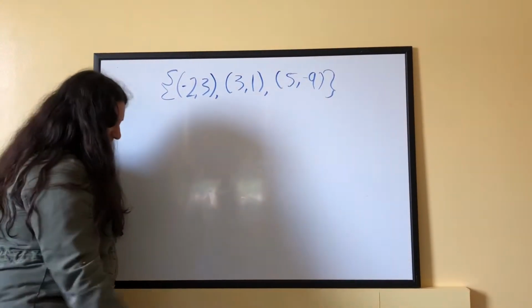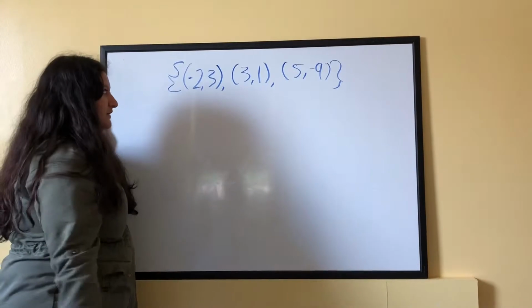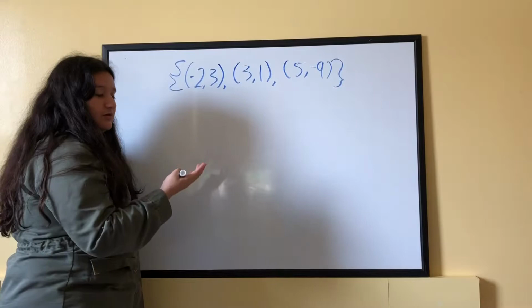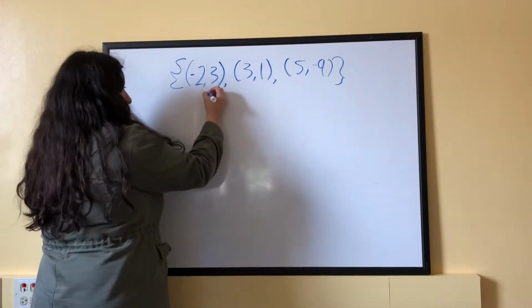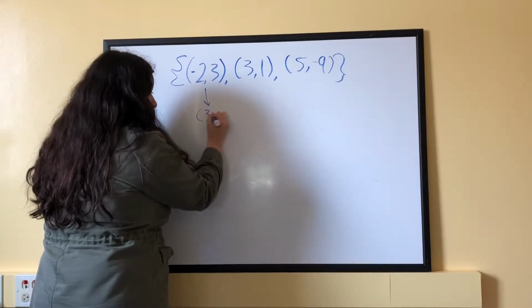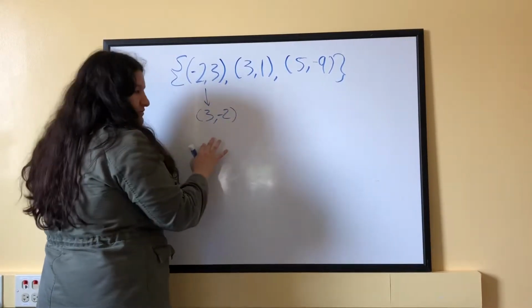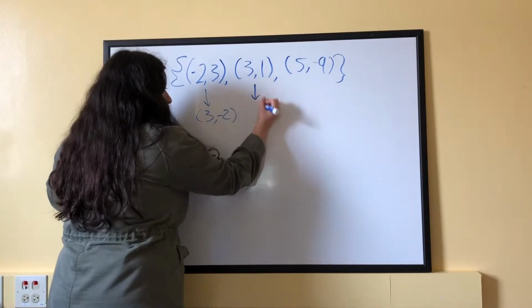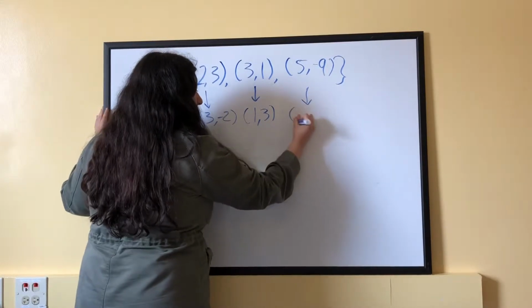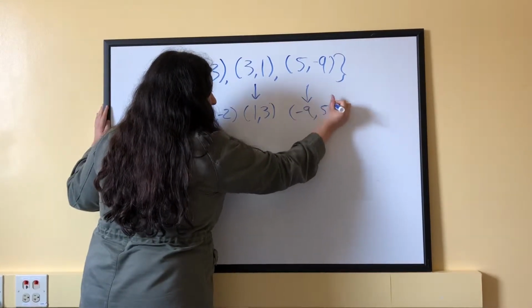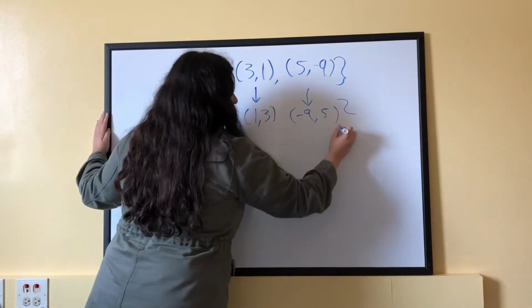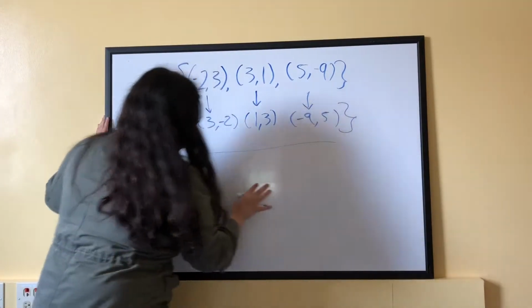Hi guys, so we're going to find the inverse of this relation. As we previously said, we have to basically reverse the order of these pairs. So this one here is going to be, instead of negative 2, 3, it's going to be 3, negative 2. All you're doing is reversing the order. This one here is going to be 1, 3. And lastly, this one here is going to be negative 9, 5. And then you close it off. And this is your answer.